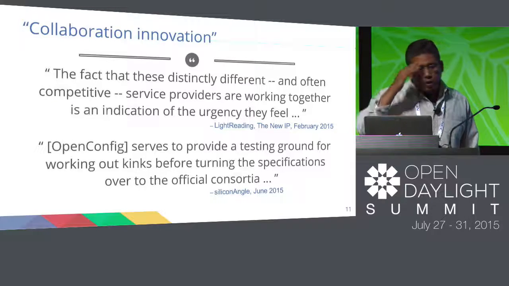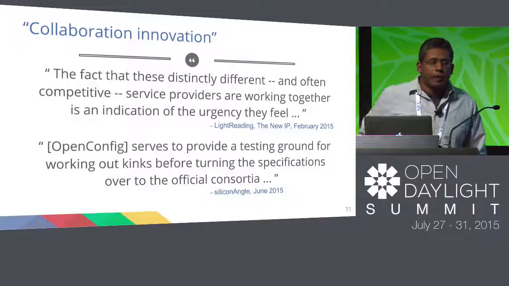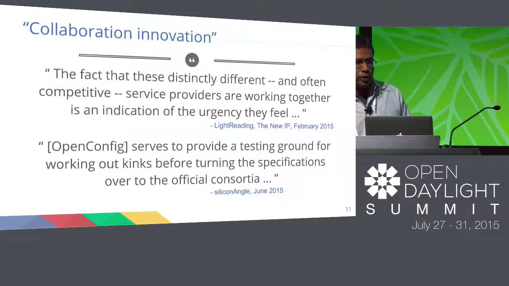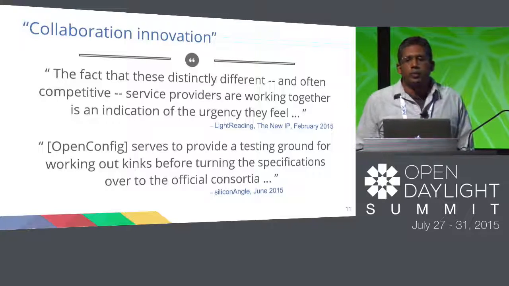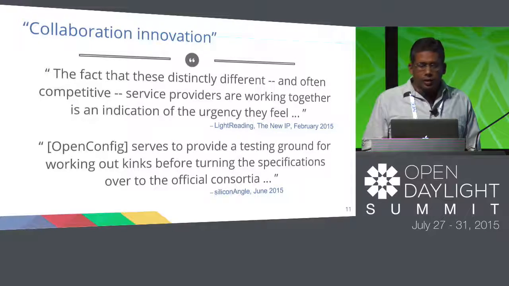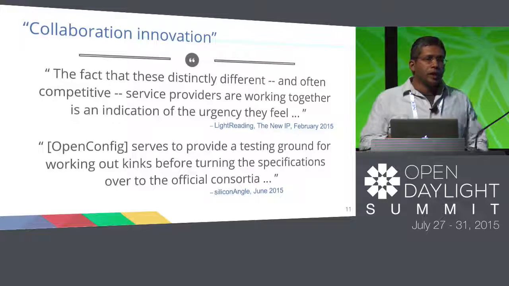And then there was another quote about how OpenConfig serves to provide a testing ground for working out kinks before turning the specs over to the official consortia. So we're not starting with standards. We're starting with model code. We're actually using the code in our own management systems, trying them out in production, finding where there are problems, finding where there are gaps as far as what they can represent, iterating, and then eventually, if we decide to pursue it and if the standards bodies are interested, they may turn into standards. We hope that they will.